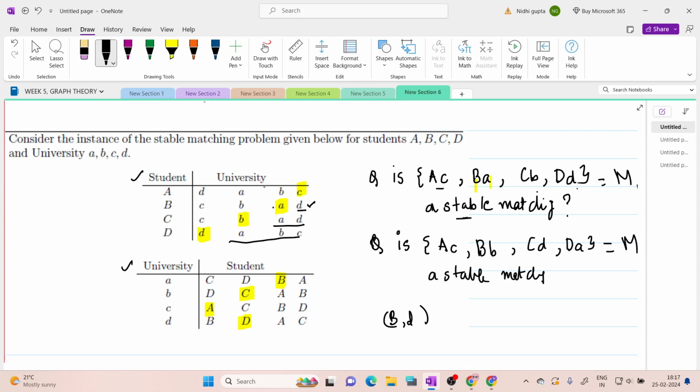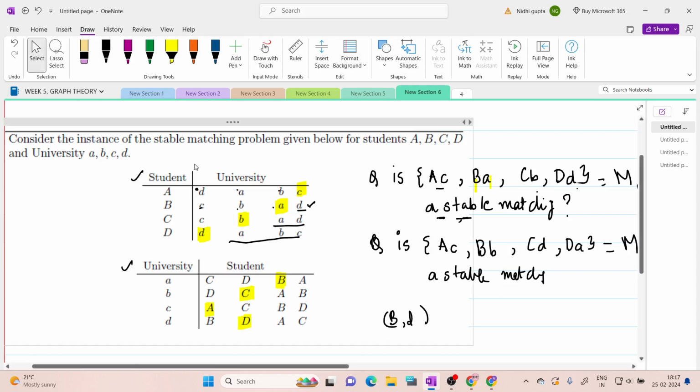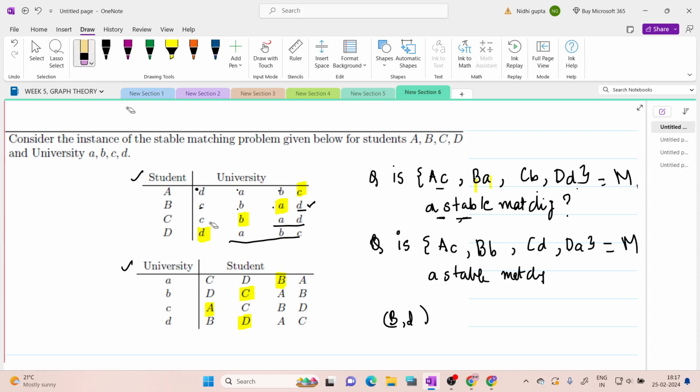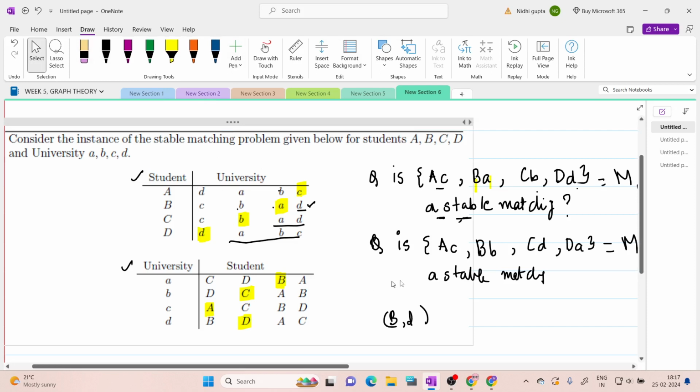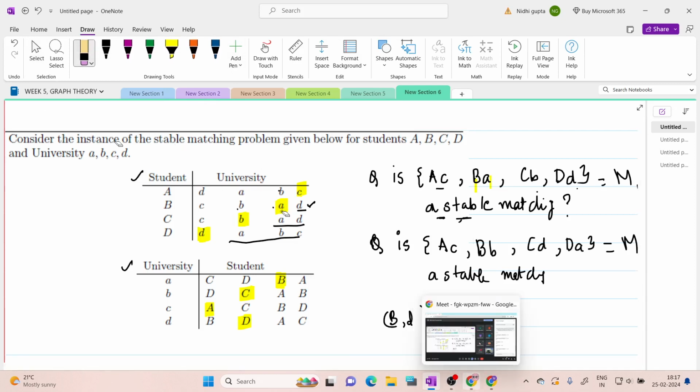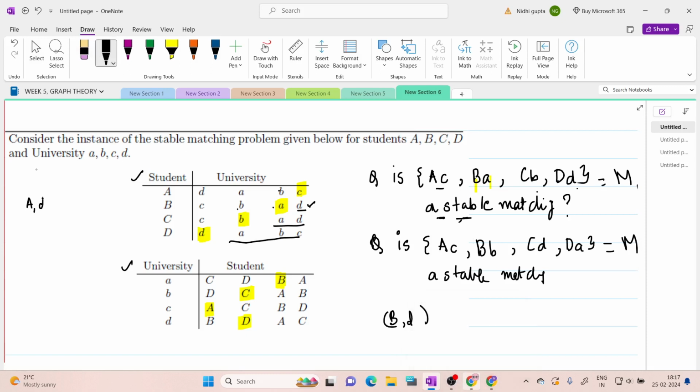So we just need to check whether it is a stable matching or not. We just need to check these six pairs now. If these six pairs are also not blocking pairs, then we are done. So what do you think? So first let's look at AD, AA and AB. Are these blocking pairs?